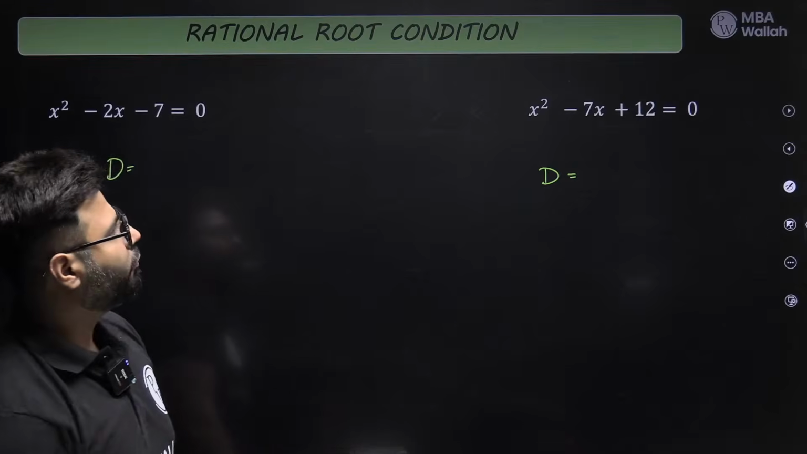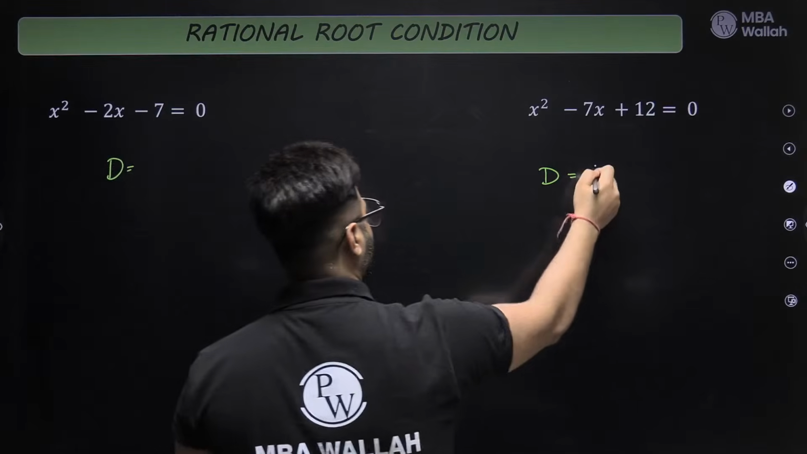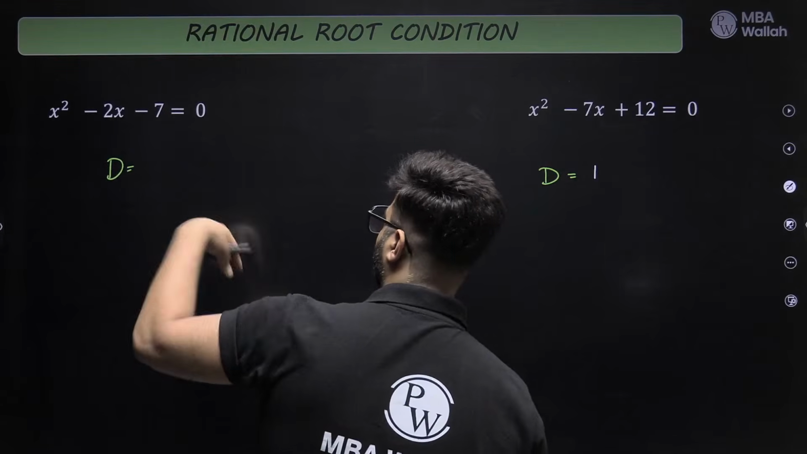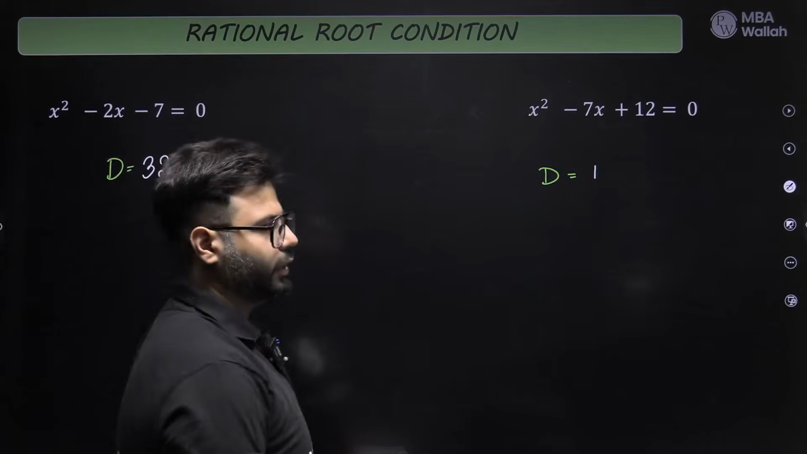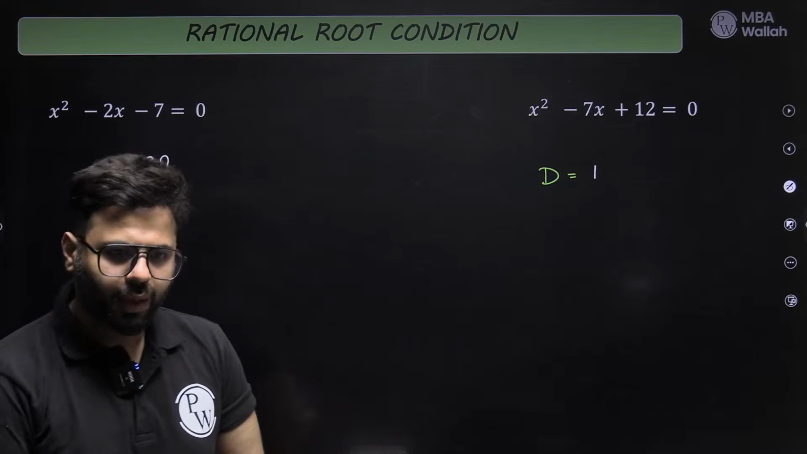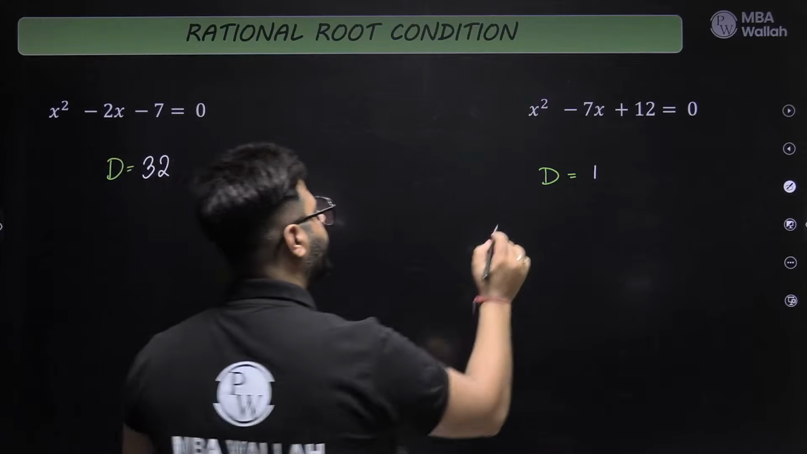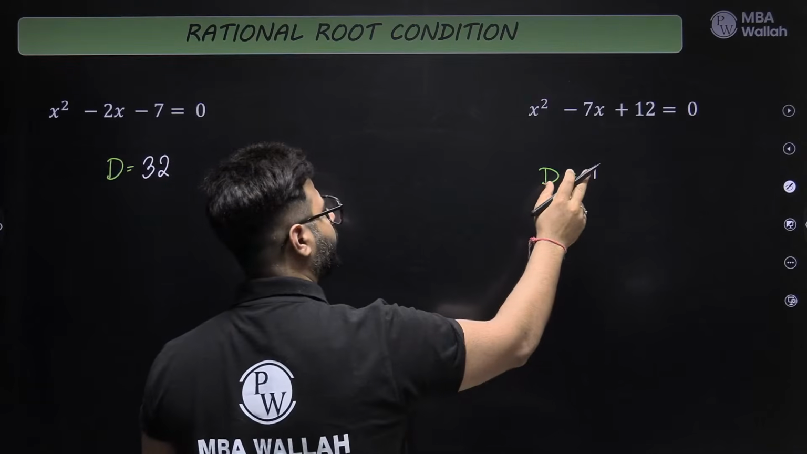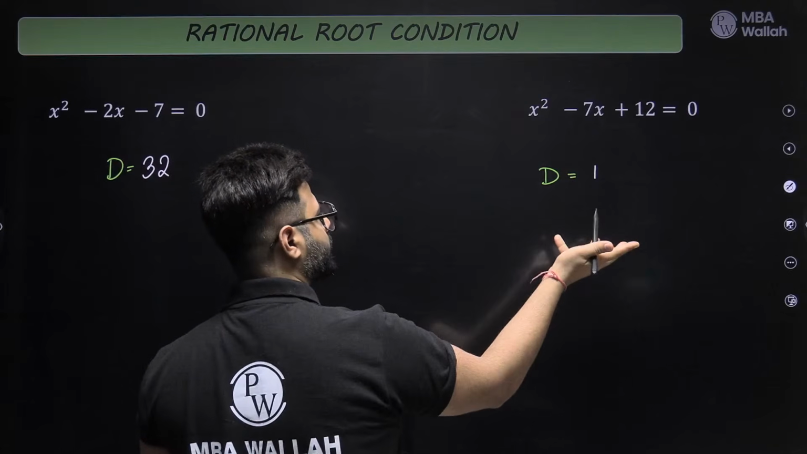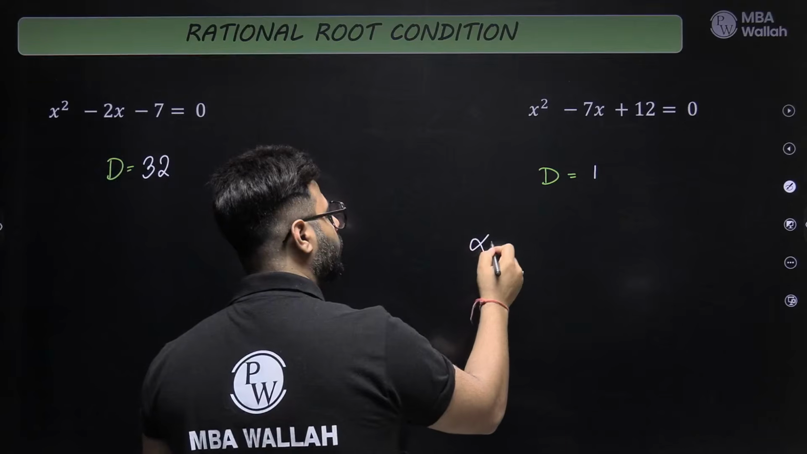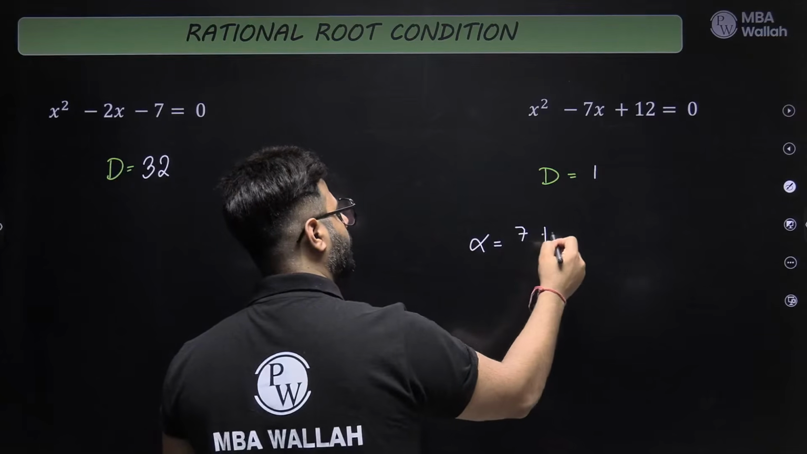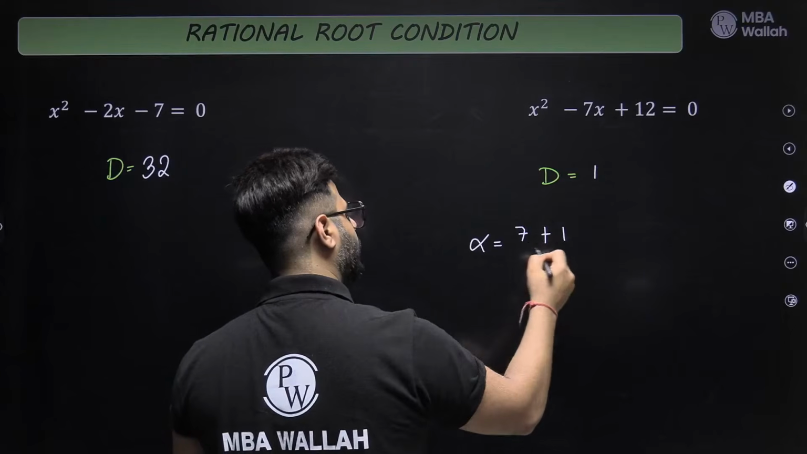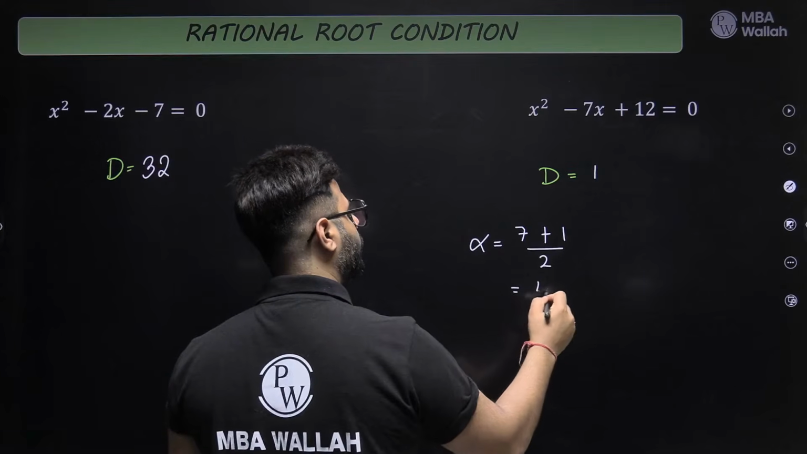Here, 49 minus 48, D comes out to be 1. What's D here? 4 plus 28, I guess 32, right? Perfect. Now what happens, guys? Here our D is 1. Very beautiful. Why do you say this is beautiful, sir? Because when I find alpha, it becomes minus B, that is 7, plus root D, root of 1 becomes 1. And see how beautiful roots I get.